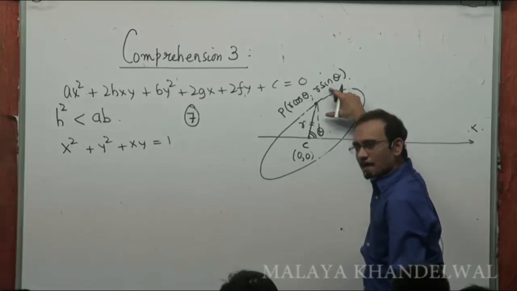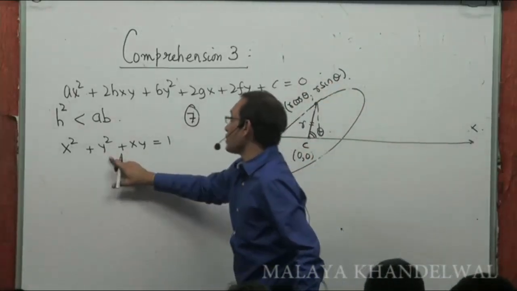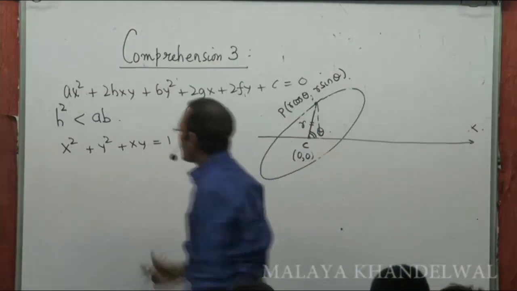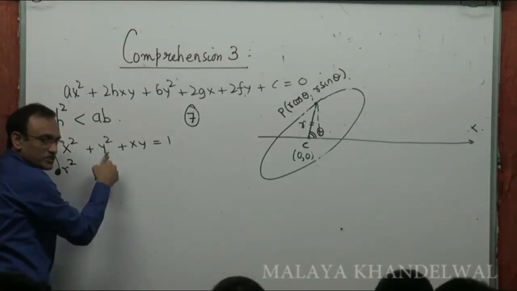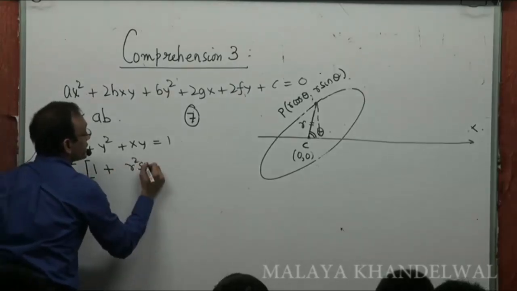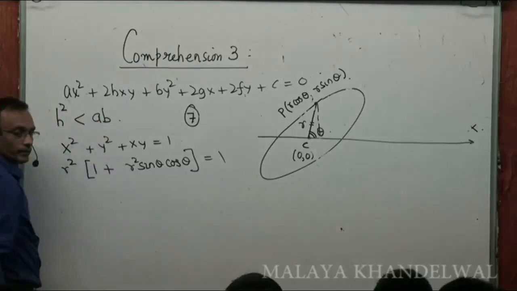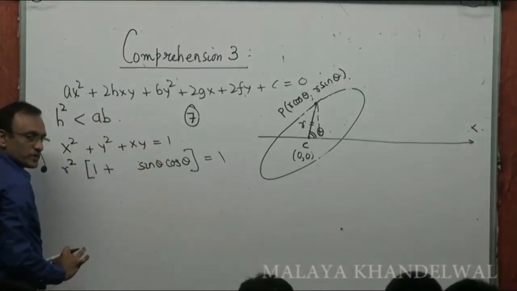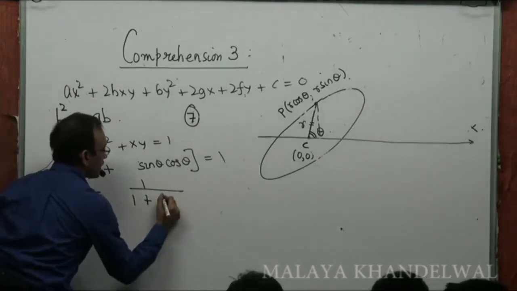So r cos theta, r sin theta are the coordinates. They must satisfy this equation, right? Put x as r cos theta and y as r sin theta. So r cos theta whole squared plus r sin theta whole squared would be r squared, plus r squared sin theta cos theta. That must be 1. I have taken r squared common. So r squared must be 1 by 1 plus half sin 2 theta.